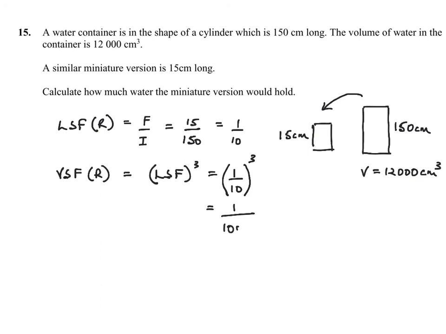Now what that means is that this volume here is 1 over 1,000 times this volume. So the smaller volume, the new volume, is 1 over 1,000 times 12,000, and that gives us 12 cm cubed.